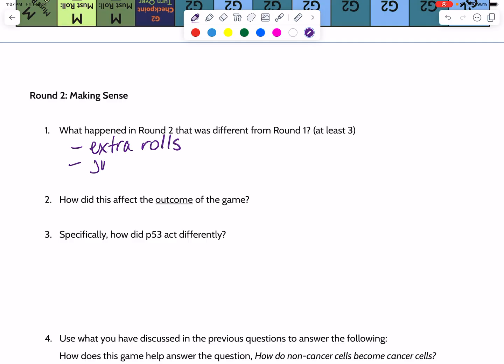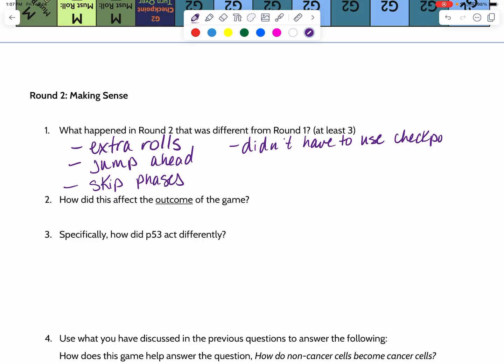There were times that you got to jump ahead. There were times that you got to skip phases altogether. You didn't have to check. So you didn't have to use the checkpoints, right? You got to bypass those. What else did we see happen? We still had to, there were more start overs. I had to start over a lot more often.